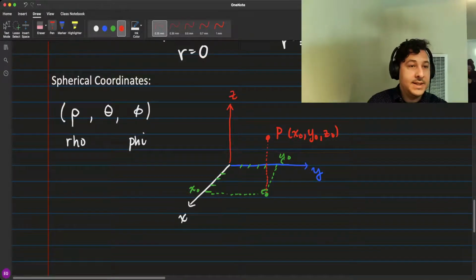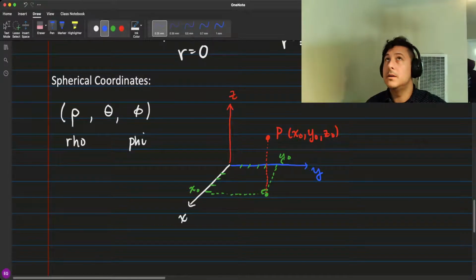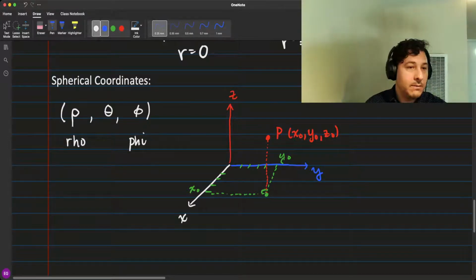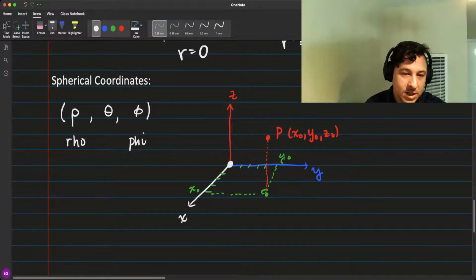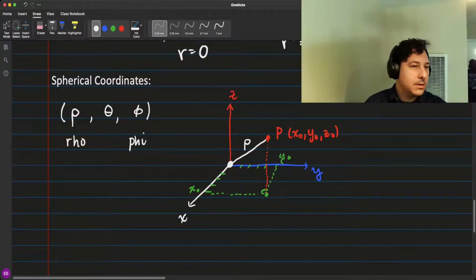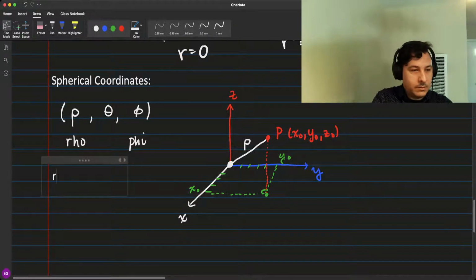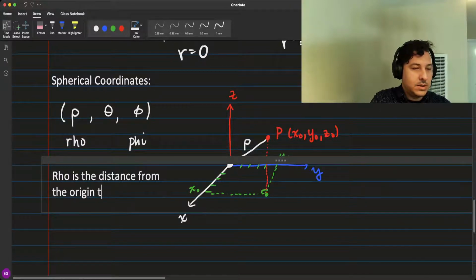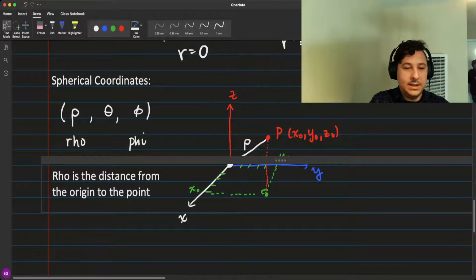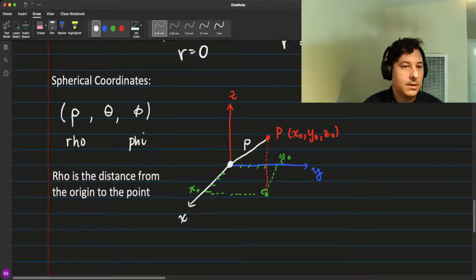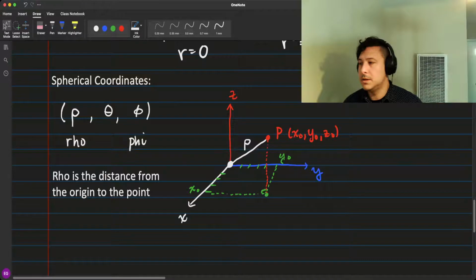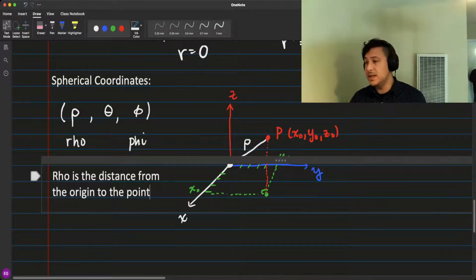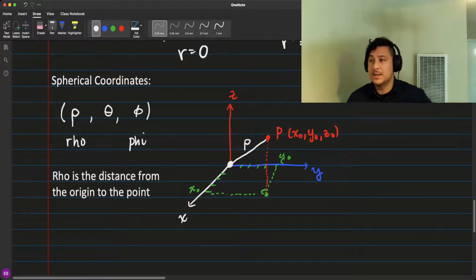So this is sort of like cylindrical coordinates and polar coordinates. We're going to measure the distance from the origin to our point. That's what rho is. So rho is the distance from the origin to a point. It's basically like what we were calling r before, but now we use the word rho. We do this so that you know that you're talking about spherical coordinates and not cylindrical coordinates.